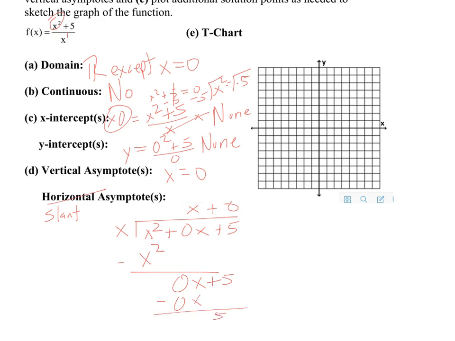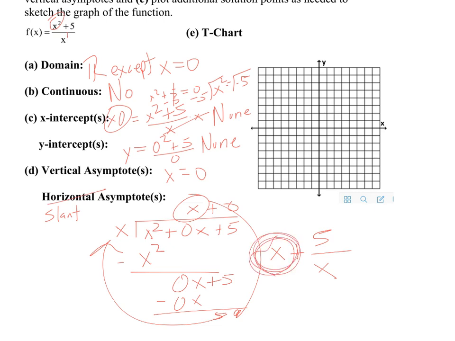Okay, so now what do I end up with? I end up with x as my quotient plus 5 over, what's my divisor? X. Okay, and now what you're concerned about in this problem is your slant asymptote, and my slant asymptote is whatever my quotient was, right here. So my slant asymptote is y is equal to x.